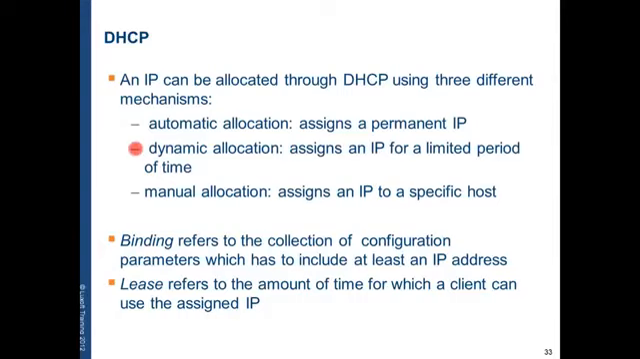A dynamic allocation is the normal type of allocation, which gives a host an IP for a limited period of time. After the time expires, the host can either ask for an extension of the lease, or the IP will be taken from that host and be reused for some other client.